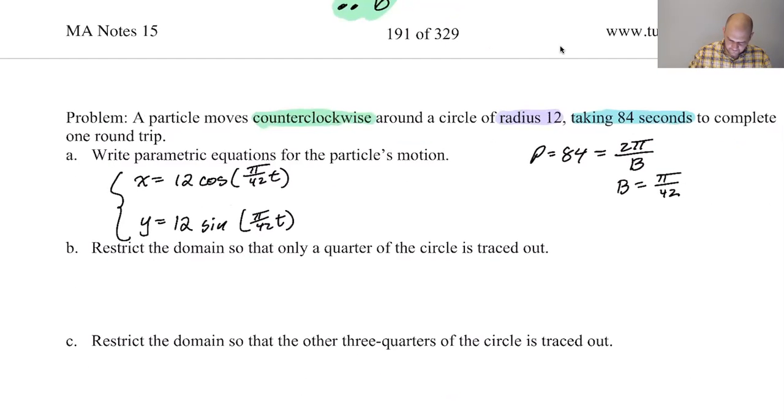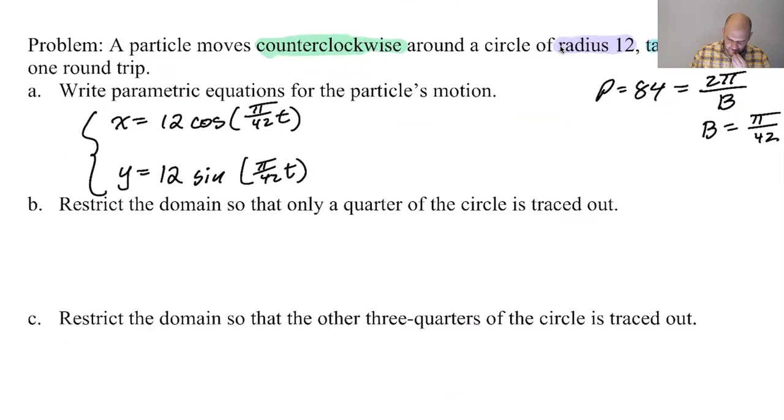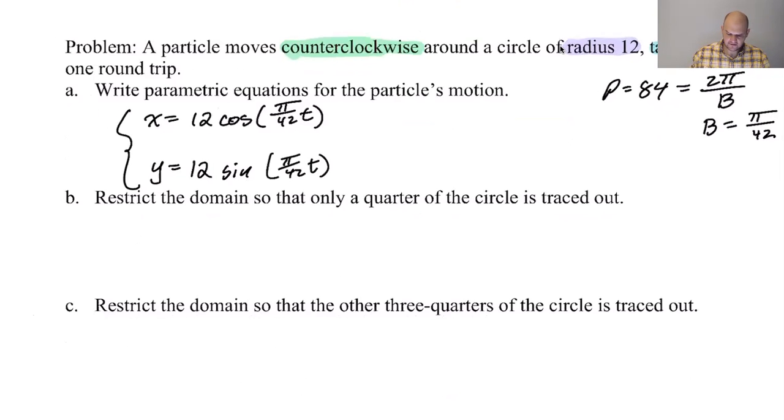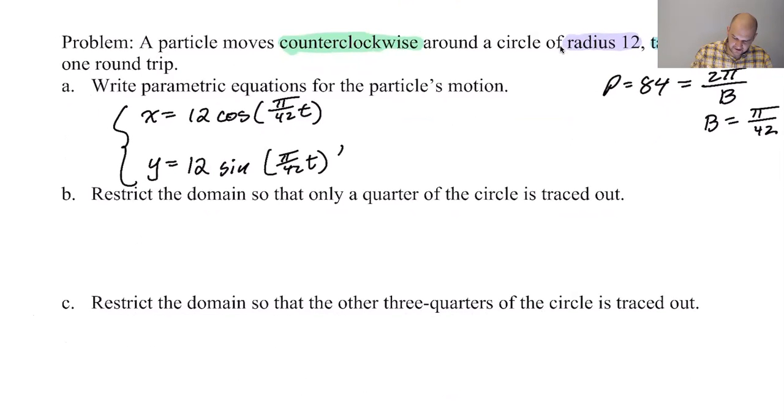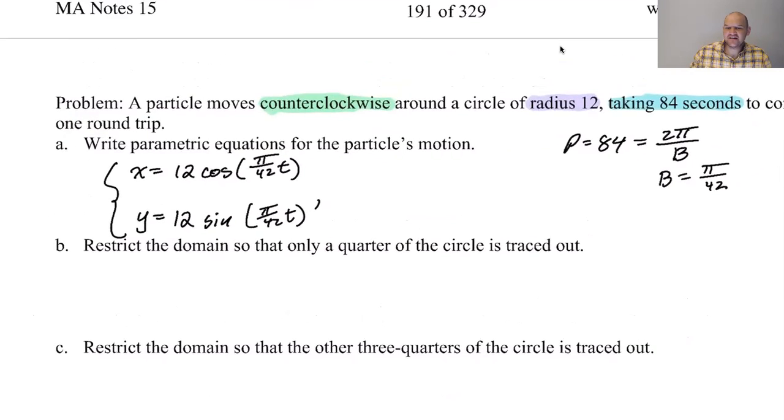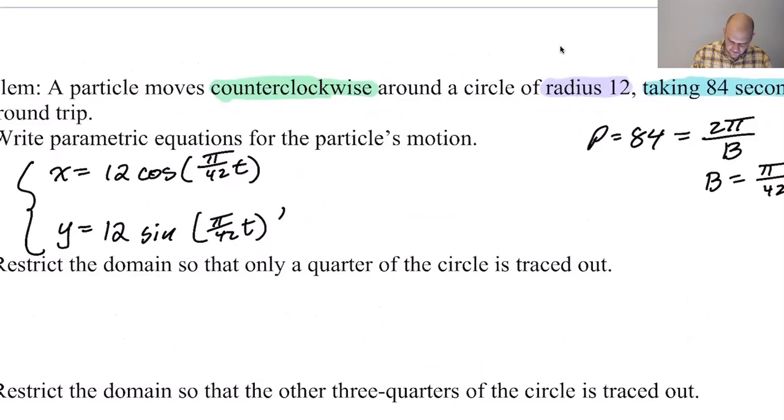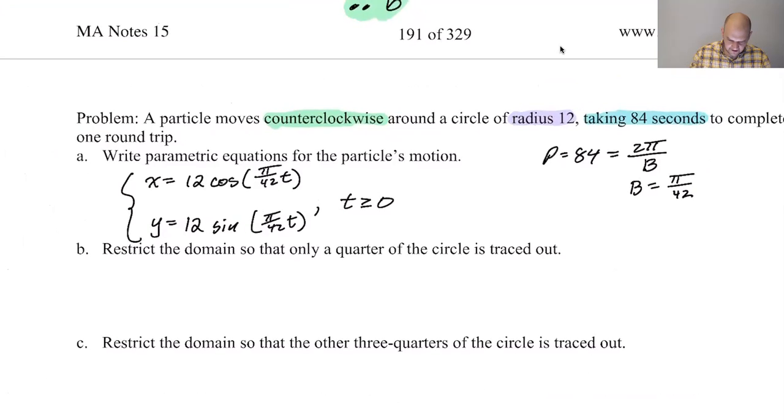All right, pretty good. Now what we want to do is restrict the domain. So here, should I say t is an element of the reals, or should I say t is between 0 and 84? I don't know if it matters, so I'm going to say t is an element of the reals and just let this thing go forever. Or, you know what you could do? Sometimes you just say t is greater than or equal to 0. That's actually maybe the most common thing.